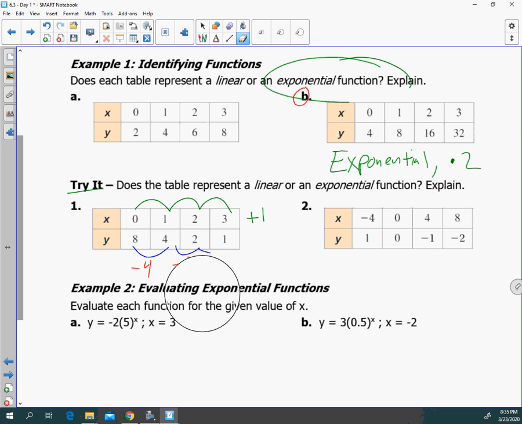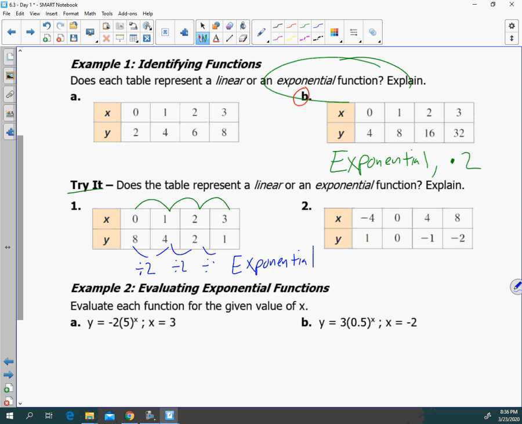Instead of minusing, what are they doing? They're dividing by 2, and they're dividing by 2 here, and here. What would the next number be if I had to graph that? It would be 4 and it'd be 1/2, because they're dividing by 2. So this one is exponential.